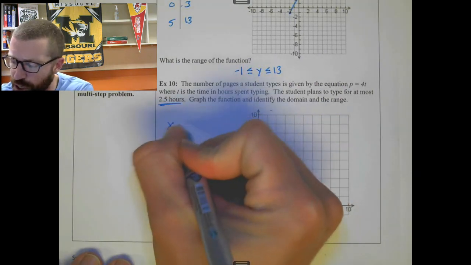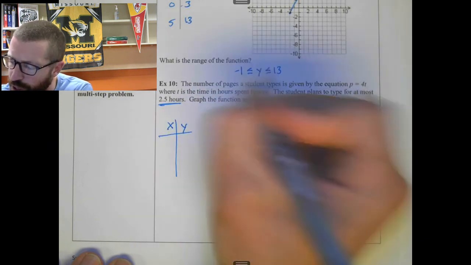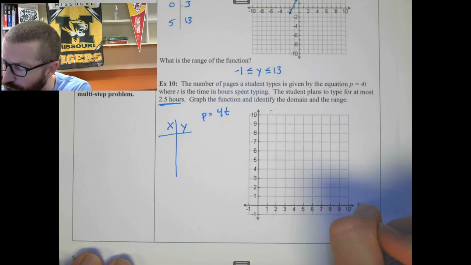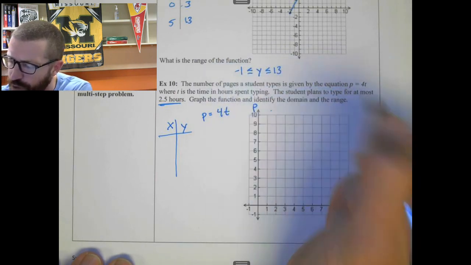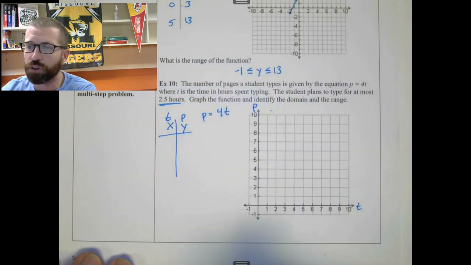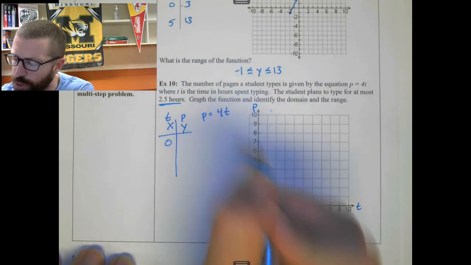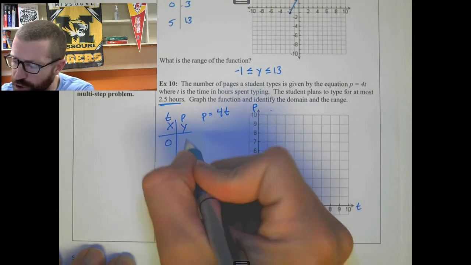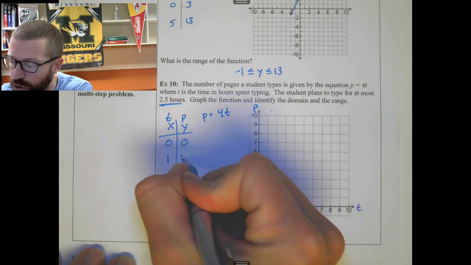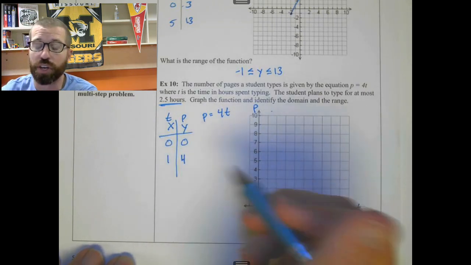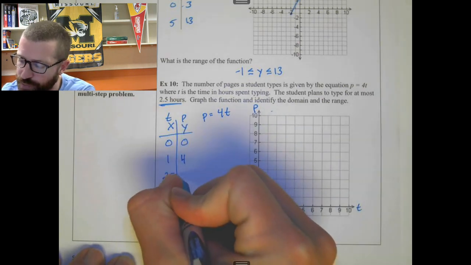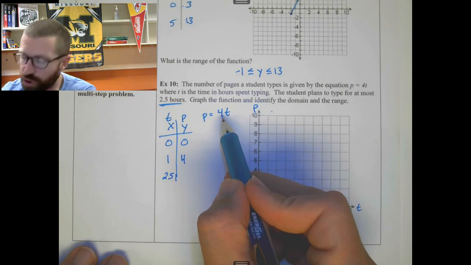So let's make an XY table. And we have P is 4t. So that means this is t and this is p. I could type for 0 hours, and if I do that, I get 0. We could do 1, let's say. If I do 1, I get 4. And anything in between there, I could type 2. The highest I can go is 2.5, so let's jump up to 2.5. 2.5 times 4 is 10.